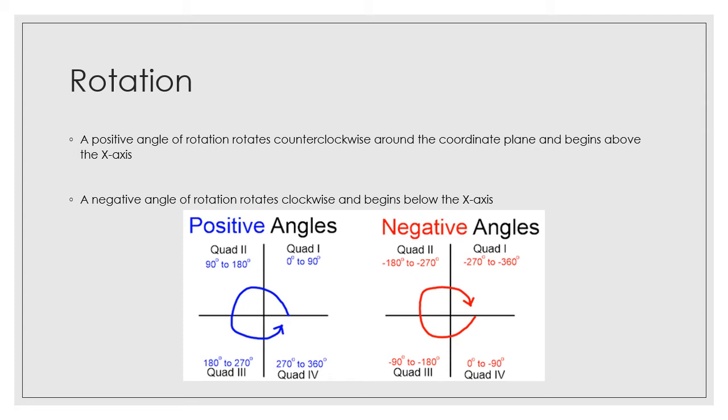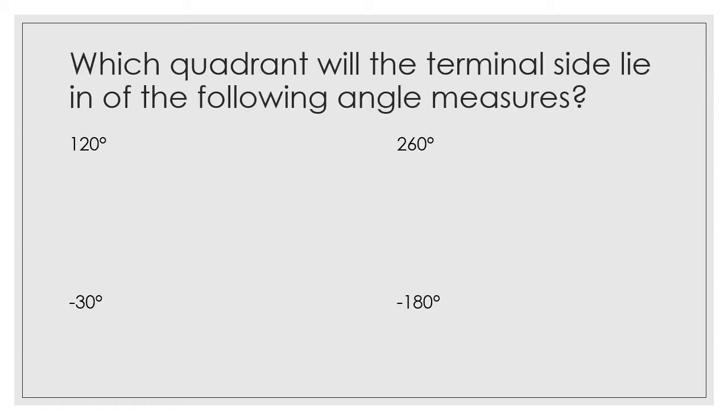So let's go ahead and do some examples. I want to know which quadrant the terminal side will lie in for the following angle measures. So again, we're going to say that this is in standard position. So if I have 120 degrees, here is my initial side. A 120 degree angle is going to be somewhere around about here. So remember, my initial side is always going to be my positive x-axis, so that's not moving. So 120 degrees, that's going to be in quadrant 2, the terminal side.